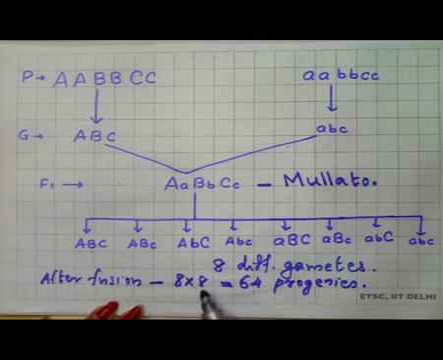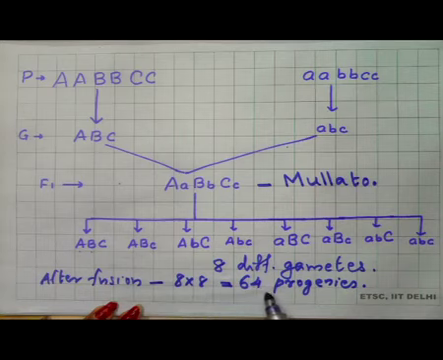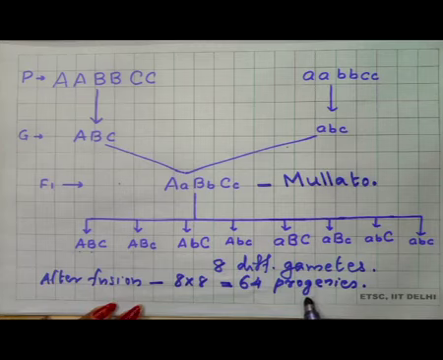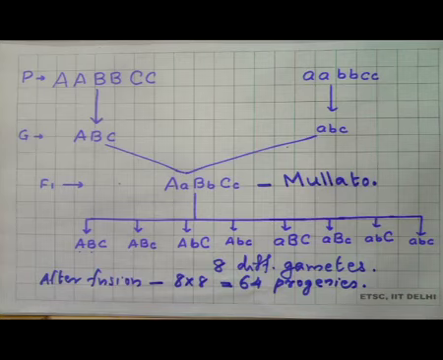In the F2 fusion you will get 64 different combinations of genotypes and progenies, and we can arrange them in the ratio 1:6:15:20:15:6:1.